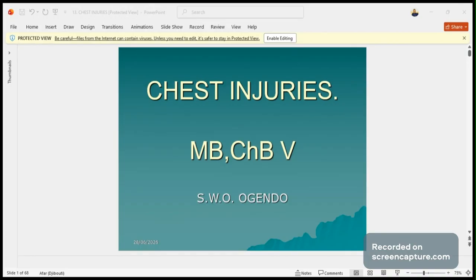MBChB content. For this, you are expected to be able to classify and identify chest injuries, discuss the role of the chest radiograph in chest injuries, and state the indications for thoracotomy, that is, opening through the thorax to correct, diagnose, or do an operation. Understand the principal indications for and management of chest tubes. Also be able to list the complications of chest injuries.